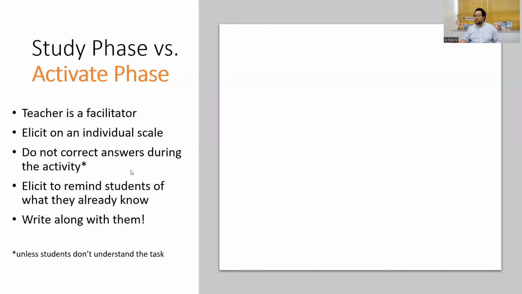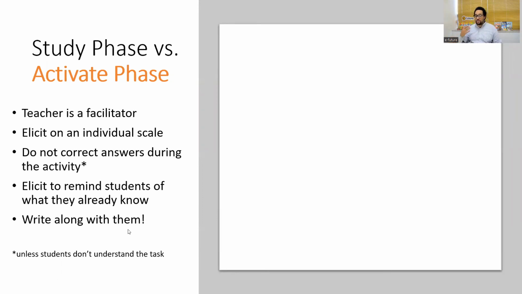You're not going to correct answers during an activate phase activity. You're going to wait until they are done, because you don't want to interrupt their flow. Let them experiment, let them play. And then afterwards you can go, okay, this worked well, this didn't work so great, this is how we can fix it. But don't interrupt the student's flow as they're working through an activity unless they ask you to.